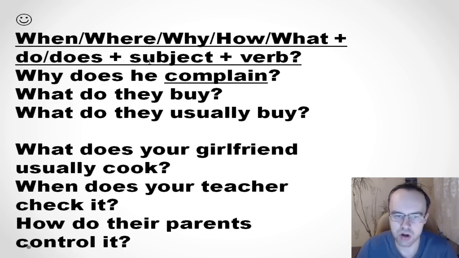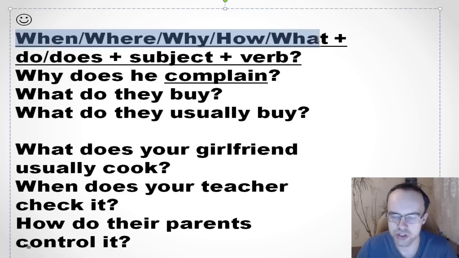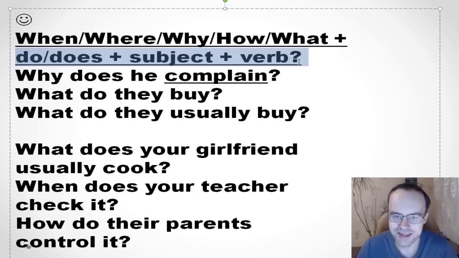How to ask a special question? You put a question word in the beginning, for example when, where, why, how, what. Then you have do or does, plus subject plus verb. Why does he complain? Why is a question word, does because of he, and you have a verb, complain. Why does he complain?